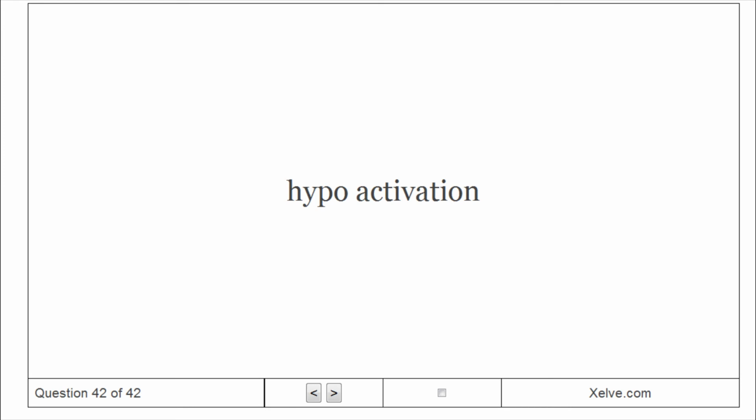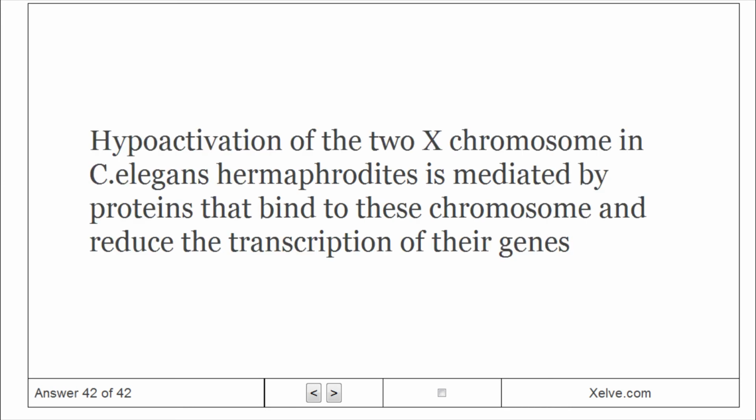Hypoactivation. Hypoactivation of the two X chromosomes in C. elegans hermaphrodites is mediated by proteins that bind to these chromosomes and reduce the transcription of their genes.